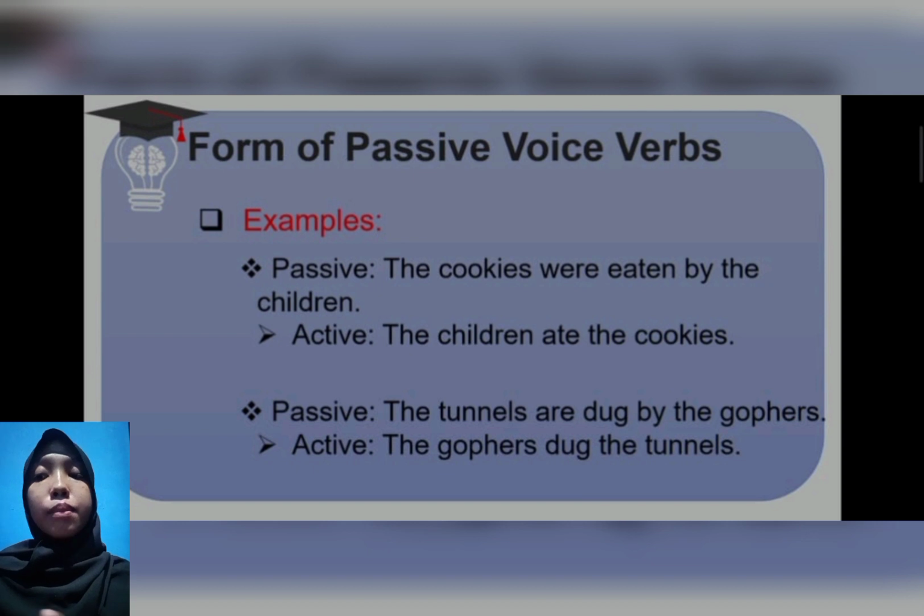Example. Passive: The cookies were eaten by the children. Sentence active: The children ate the cookies. And passive: The tunnels are dug by the gophers. Sentence active: The gophers dug the tunnels.